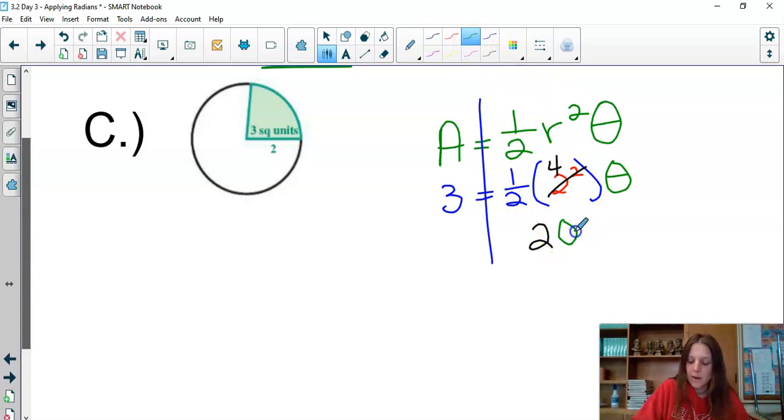We still have the theta. And that still equals 3. Think about how you would get rid of this 2. The 2 and the theta are right next to each other. Remember, that means multiply. So you're going to divide by 2.